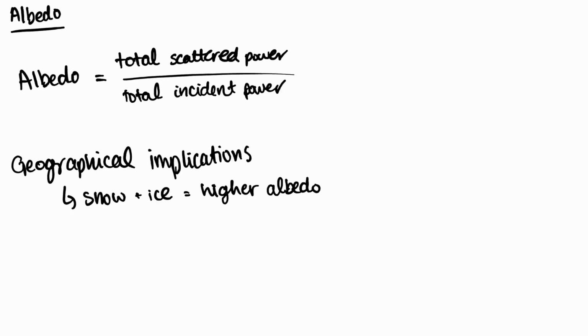We also have the albedo, so this is the total scattered power over the total incident power on an object. We can use this to look at geographical aspects of the planet, potentially. Different materials have different albedo values. Snow and ice have much higher ones, meaning they scatter a lot more power than others, for example water, forests, or deserts. And it can be seen to affect the temperatures in the North and South poles, lowering them more than in the equator, for example.